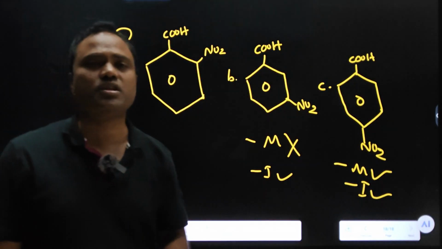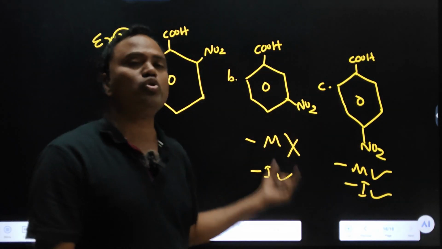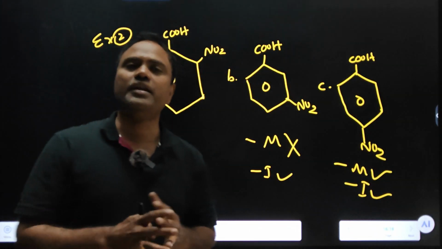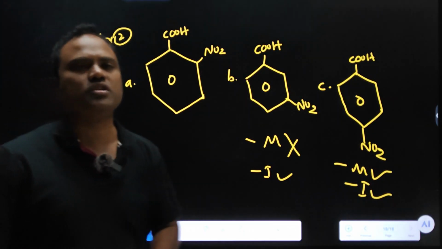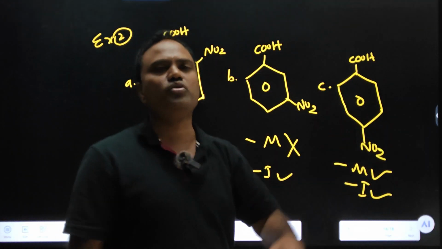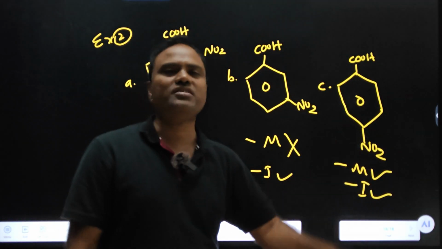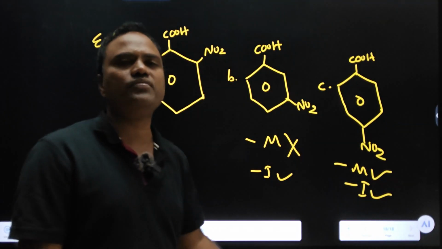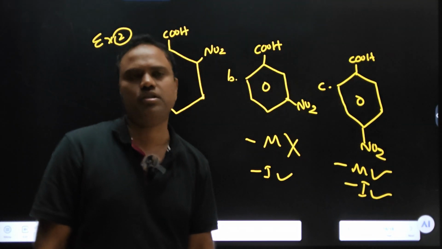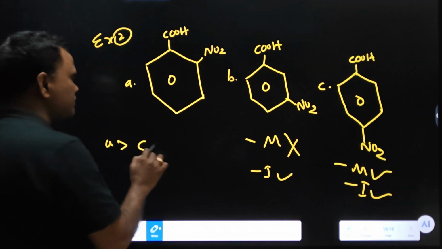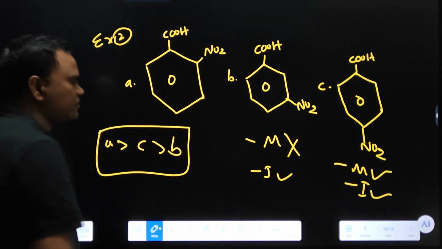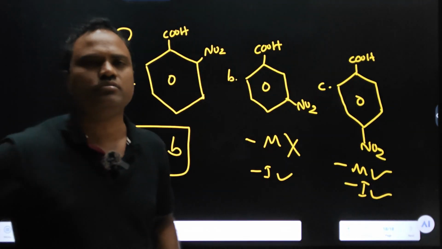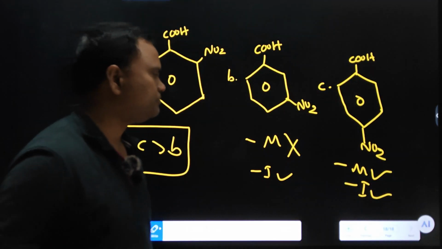Here minus M is not present. Why is minus M not present? Because NO2 is in meta position. In meta position, minus M does not work. A is more acidic because of ortho effect, and C is more acidic next because minus M is present, and B is least acidic because of the absence of minus M effect. Clear? So what is the overall order? A greater than C greater than B. B is least. Why is B least? Because there is no minus M. Why is there no minus M? NO2 is in meta position. Clear? Right.